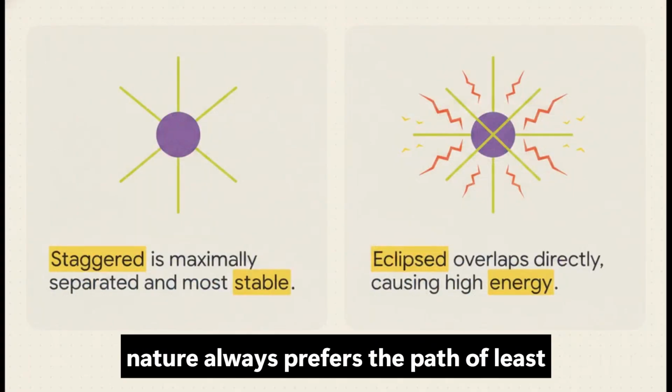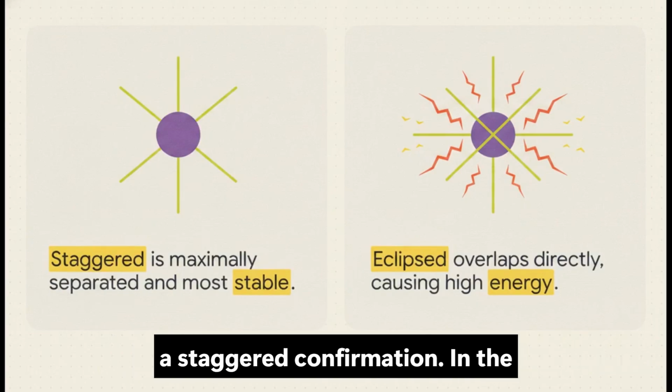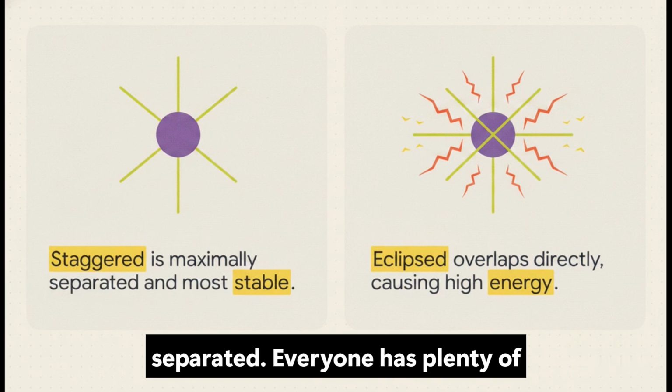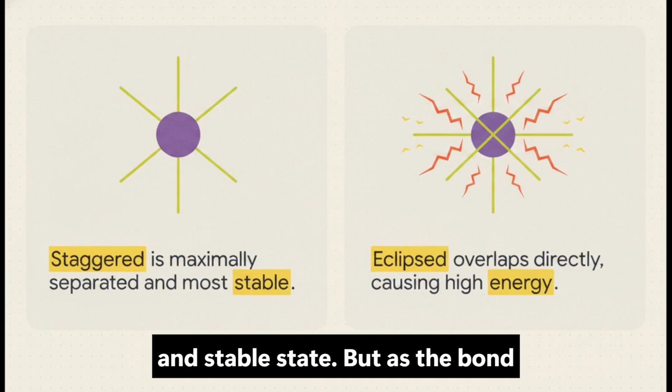You see, nature always prefers the path of least resistance. It highly favors what we call a staggered conformation. In this staggered pose, the atoms are maximally separated. Everyone has plenty of personal space, making it a very relaxed and stable state.